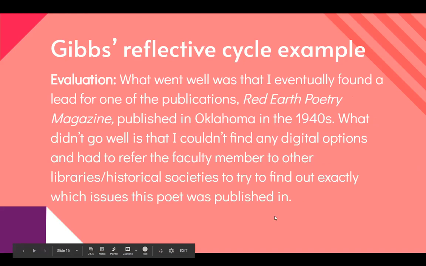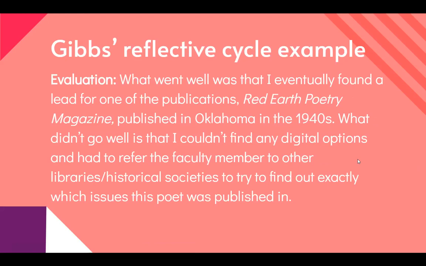So in my evaluation, that's when I really look at what went well and what didn't go well. What went well was that eventually I found a pretty strong lead for one of the publications she was looking for, which was Red Earth Poetry Magazine. Sometimes it's referred to as just Red Earth, sometimes Red Earth Poetry, sometimes Red Earth Magazine. It was difficult initially to pin this down, but once I did, I found it, and I knew it was right because I knew the person was publishing during this time frame and was looking at other publications in Oklahoma.